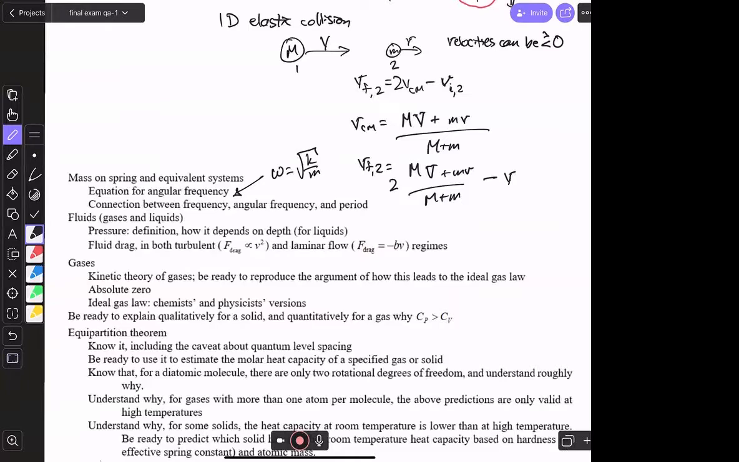Could you go over the frequency, the angular frequency, and period? Sure. So the angular frequency is 2 pi times the regular frequency, and that's 2 pi divided by the period, because the regular frequency is 1 over the period.